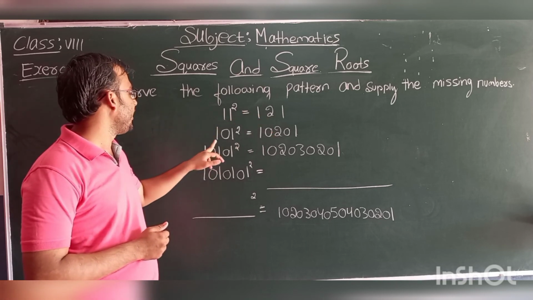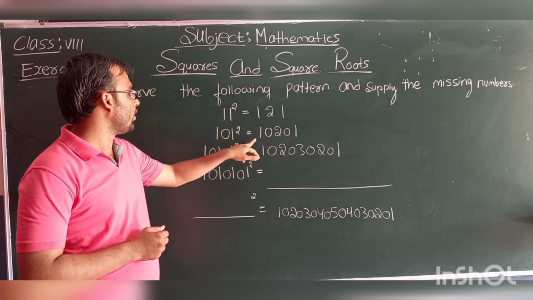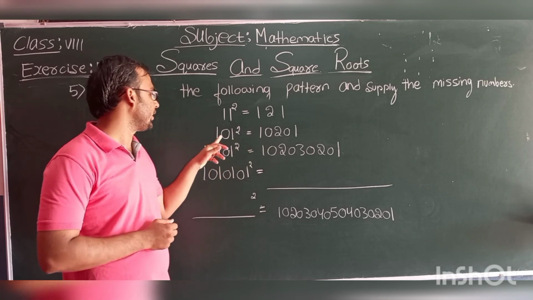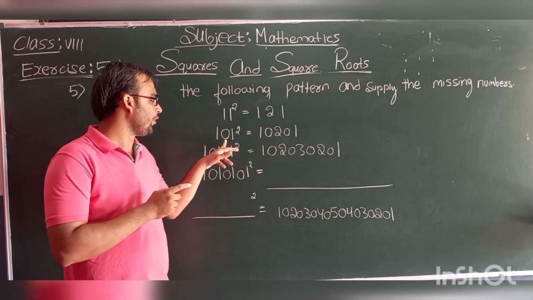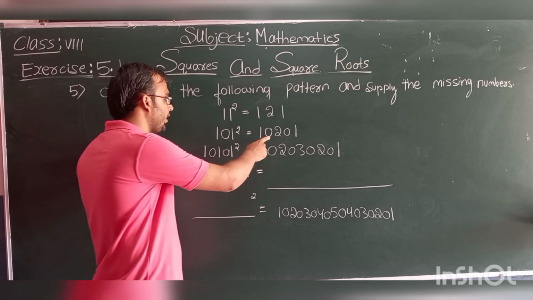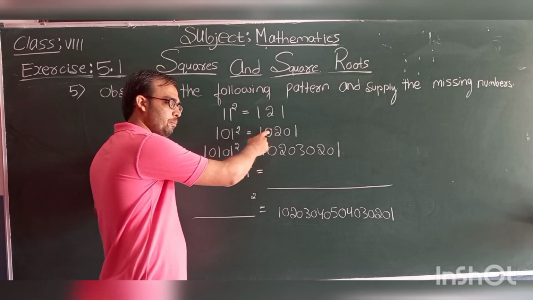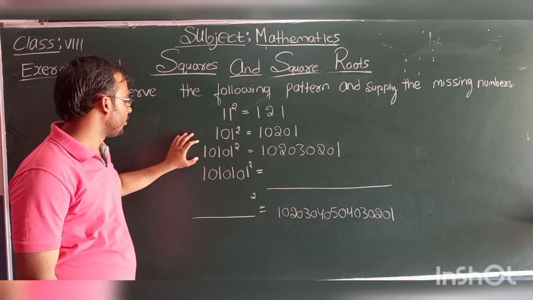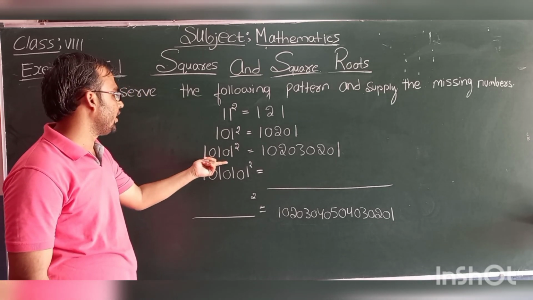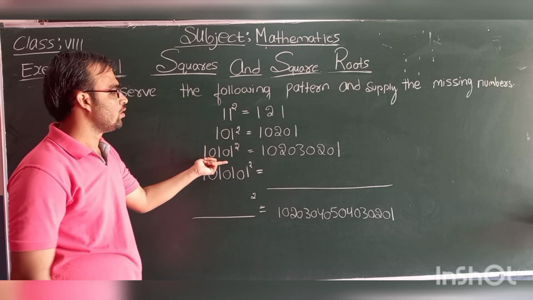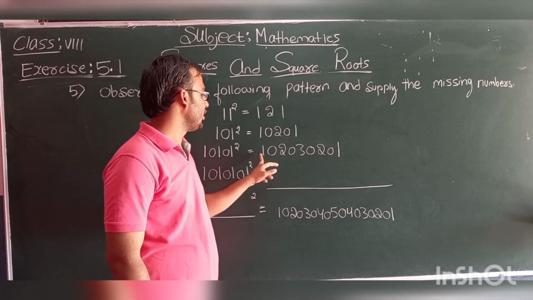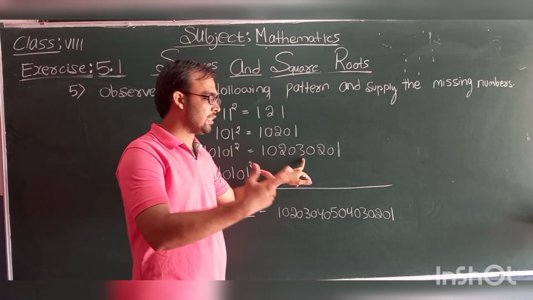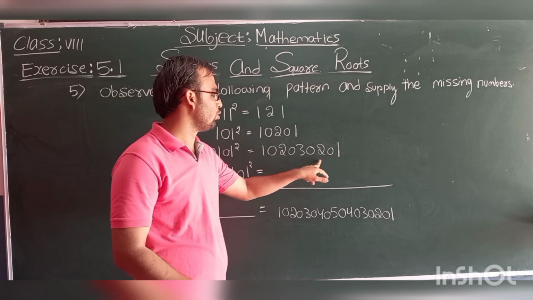121, and here 101 squared is what? 10201. So here there is one 0 between two ones. Here they have written one 0 before 2 and one 0 after 2. And now look at here, students, three ones are there. As there are three ones, three natural numbers are written, that is 1 2 3, and after that the numbers are written in decreasing order, that is 2 1.